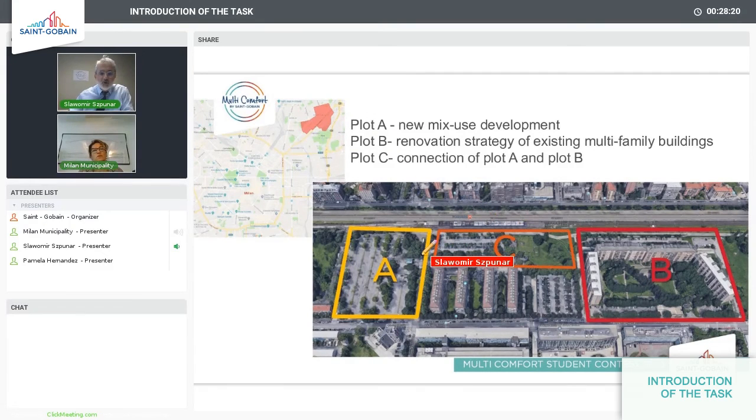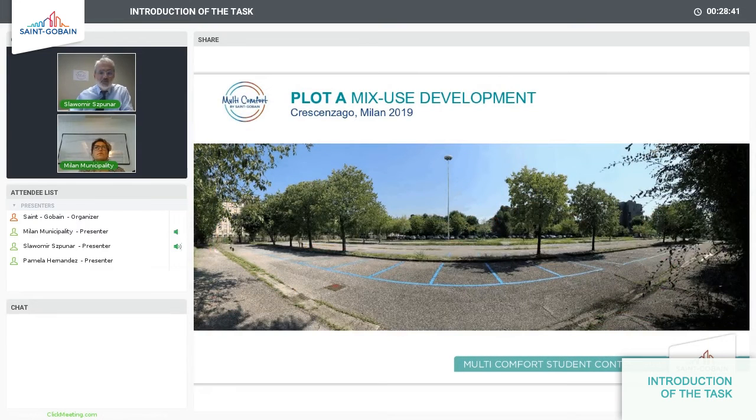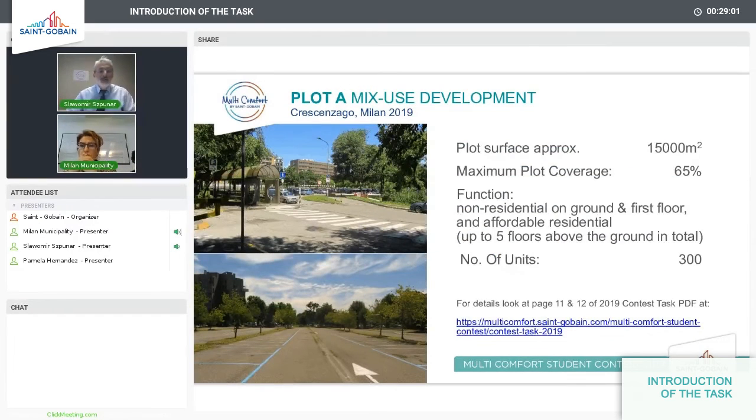And our task is actually composed out of 3 plots. The new mixed-use development, the renovation of the existing buildings, and the connection area. These plots are to a certain extent independent, however connected. If you are looking at them one by one, as briefly introduced, what we have in the plot A is really the existing open parking space, on which we would like to ask you to propose a mixed-use development that will combine both residential and non-residential functions.